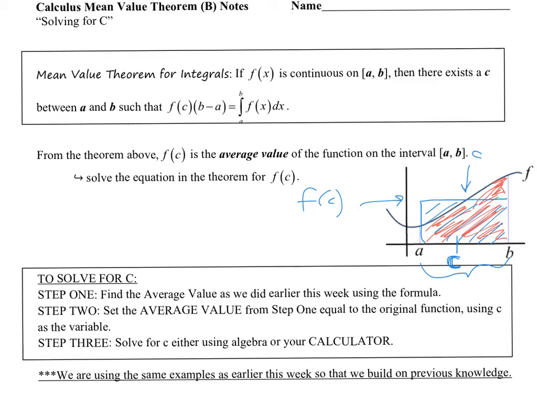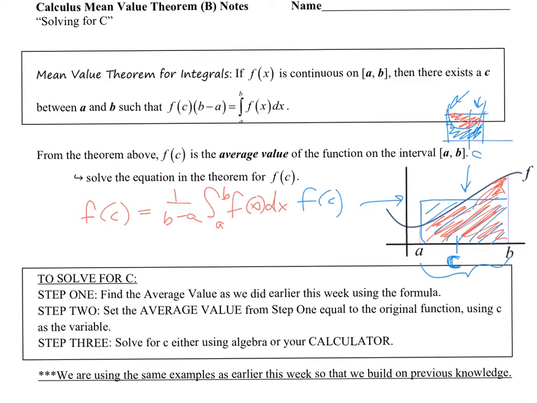You may say, well, Mr. Ashby, how could there be multiple values? Well, if you think about it, you could have something like a parabola, and so you might have a C here and a C there if you're trying to draw a rectangle that was the same as the area under the curve. So you could have more than one C. There's only one average value, but you could have more than one C. Remember, the formula for finding average value was f of c equals 1 over b minus a times the integral from a to b of f of x dx. And that is still the same.